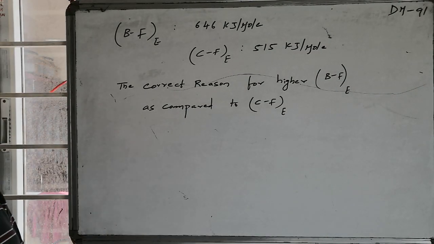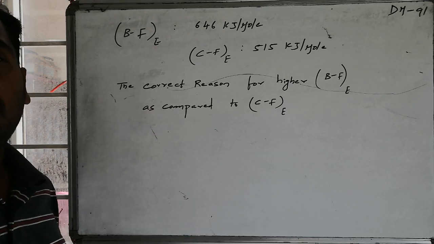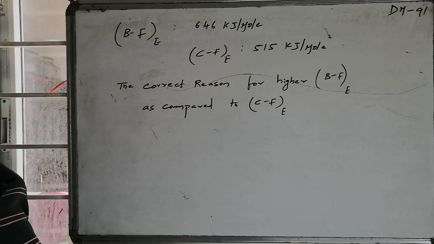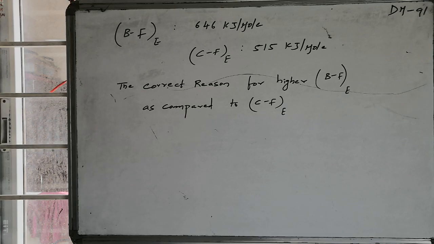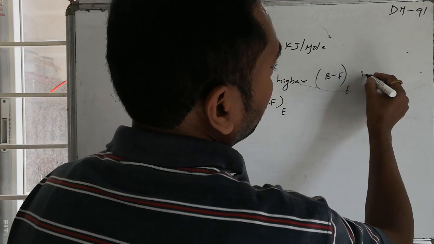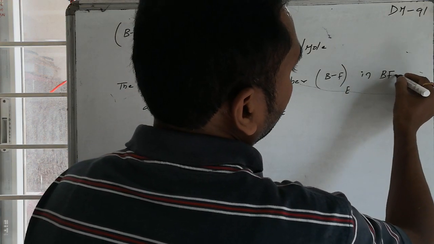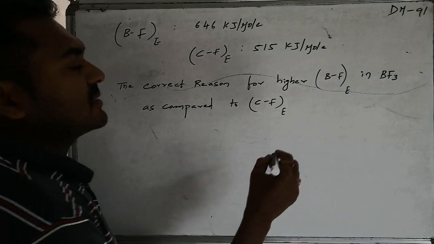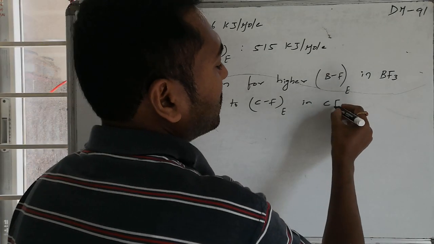The boron and the fluorine bond energy is found to be 646 kilojoules per mole, whereas the CF bond energy is 515 kilojoules per mole. What is the correct reason for the higher bond energy of boron and fluorine in BF3 as compared to that of the CF bond energy in CF4?